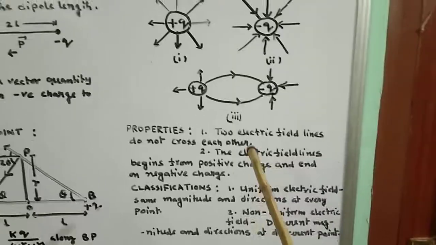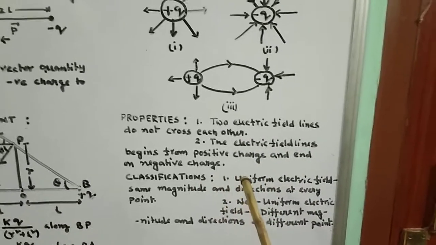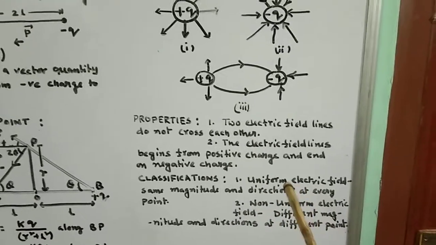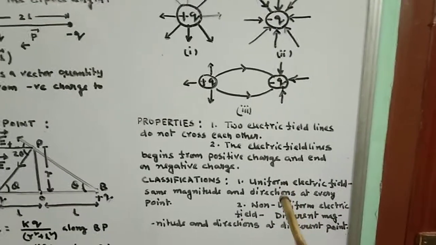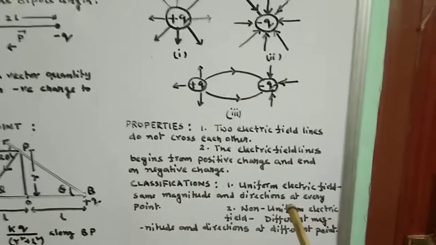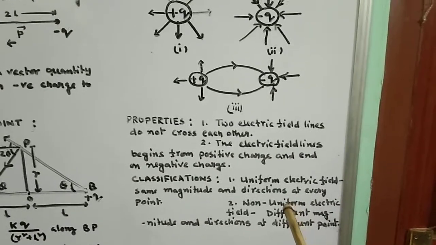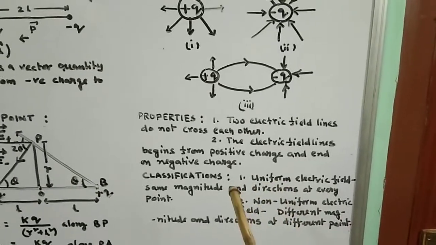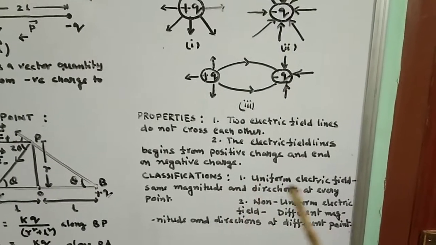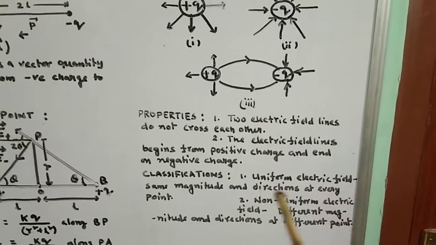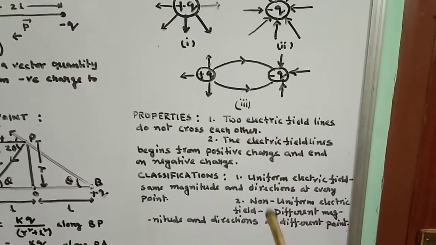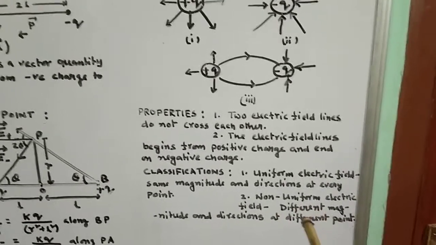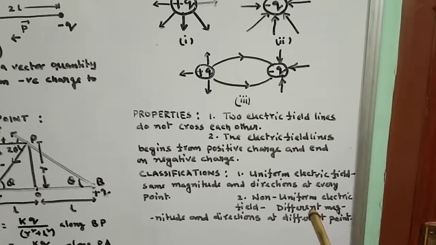Now you can classify the field as uniform and non-uniform electric field. A uniform electric field can be represented by parallel field lines, and a non-uniform electric field can be represented by non-parallel field lines. A uniform field has the same magnitude and direction all over the region, or at every point within the region, and a non-uniform electric field has different magnitude and direction at different points within the field.